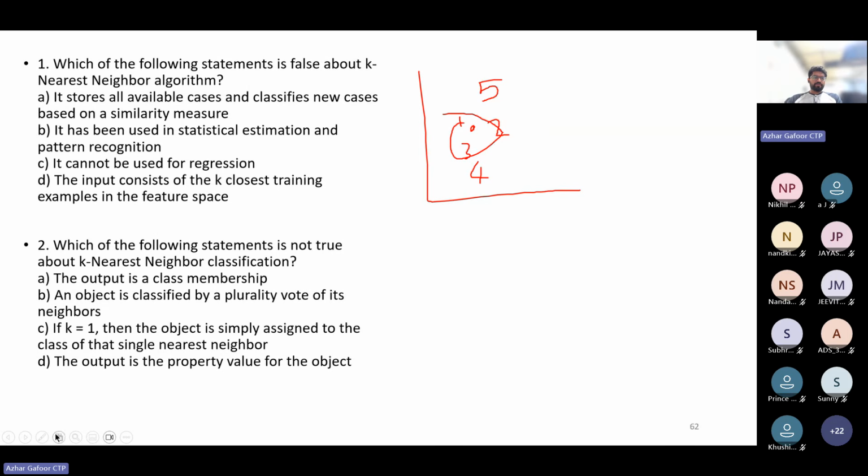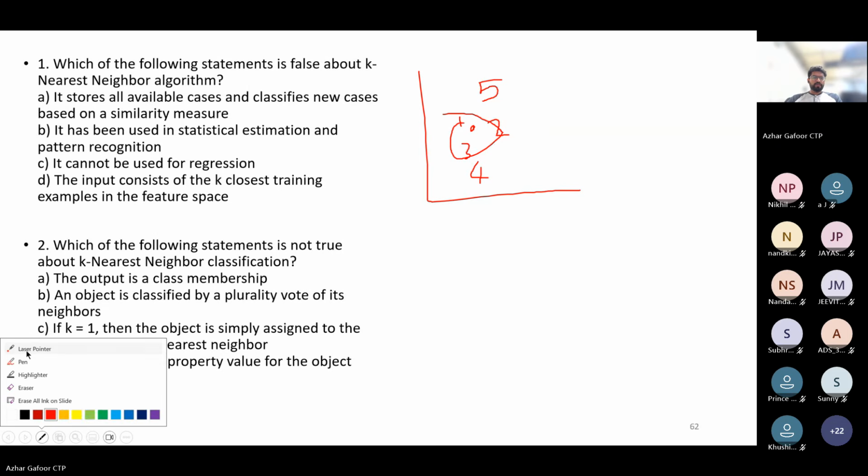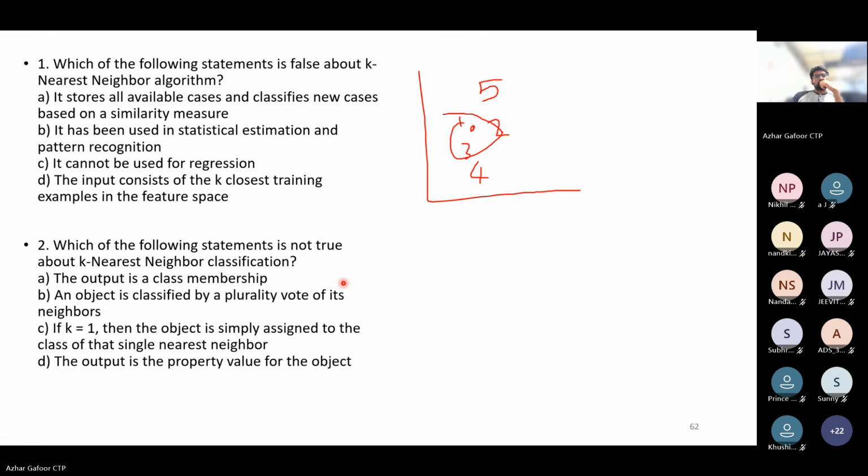Then which of the following is not true about K nearest neighbor classification?